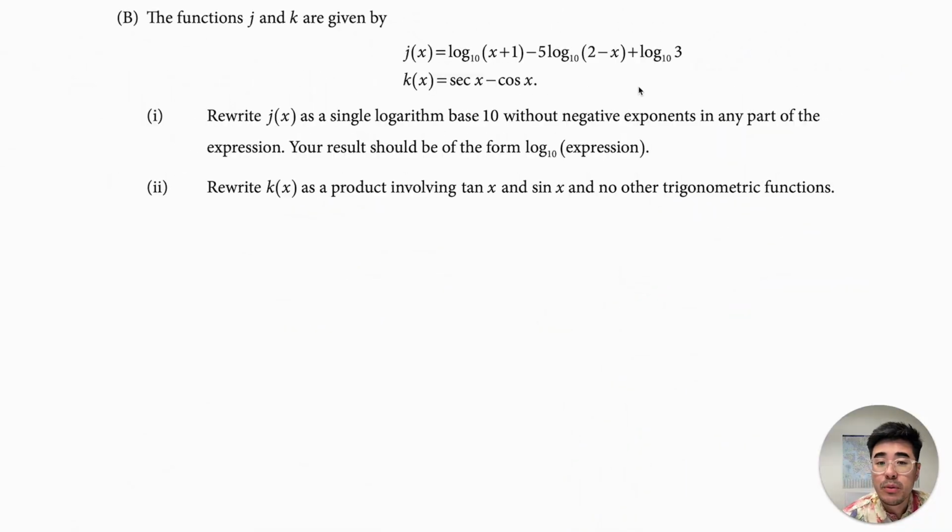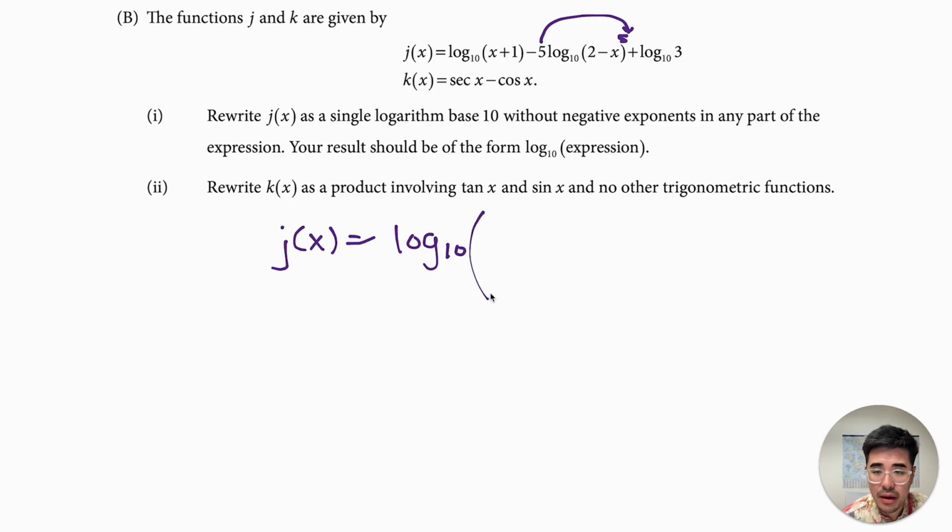For part B, we're given this logarithm over here, and we're asked to rewrite j as a single logarithm of base 10 without negative exponents. So one of the rules is that if you have a coefficient, that can be brought up to an exponent within the log, and then anything that's subtracted goes in the quotient, anything that's added goes in the numerator. So the simplified form would be j of x is equal to log base 10 of, it'd be (x plus 1) times 3 on top over (2 minus x) to the 5th.